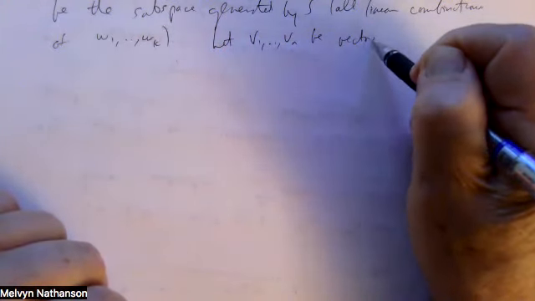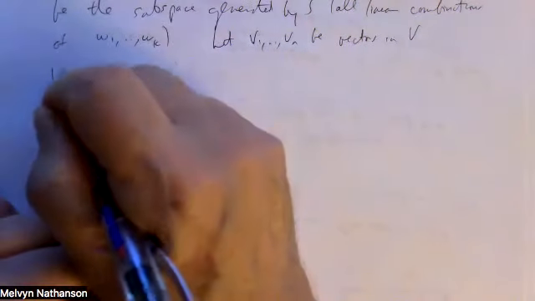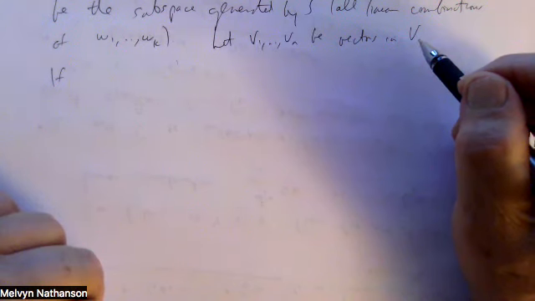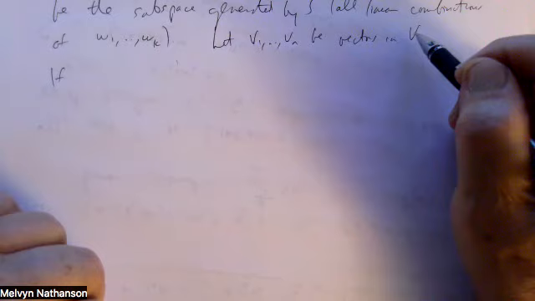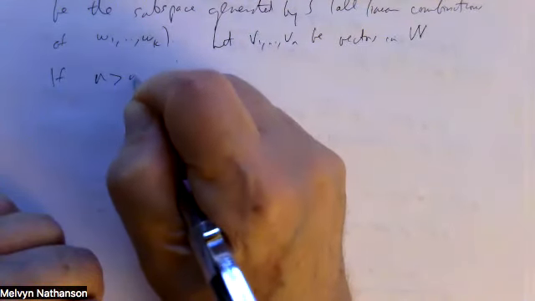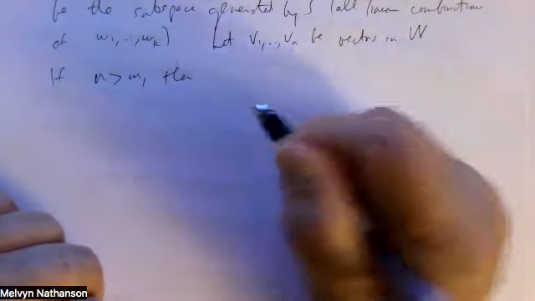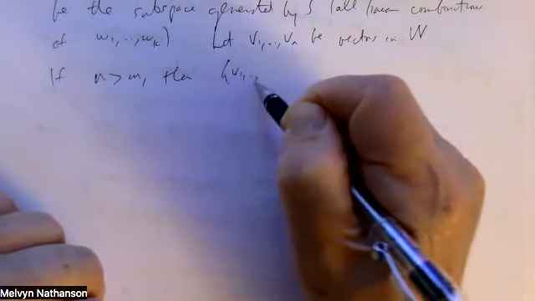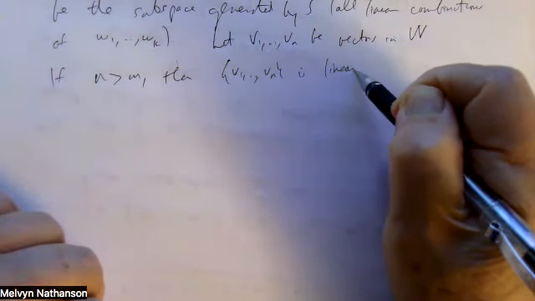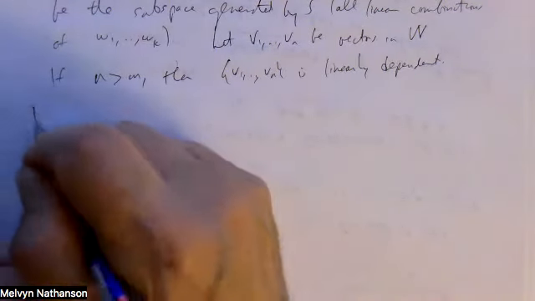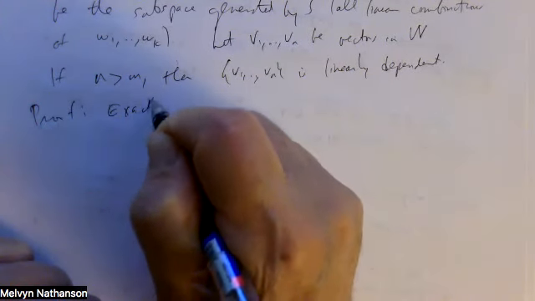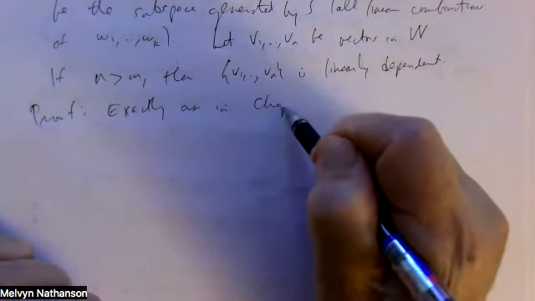Let V1 up to VN be vectors in V that are contained in W. Well, these are vectors in W, which is a subspace of V. If N is bigger than M, that is, if you have N vectors in a subspace generated by M vectors, then the set V1 up to Vn is linearly dependent. And the proof is exactly the same. Exactly as in chapter one.